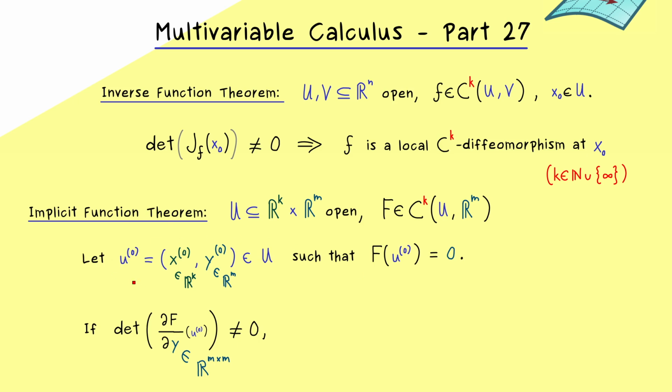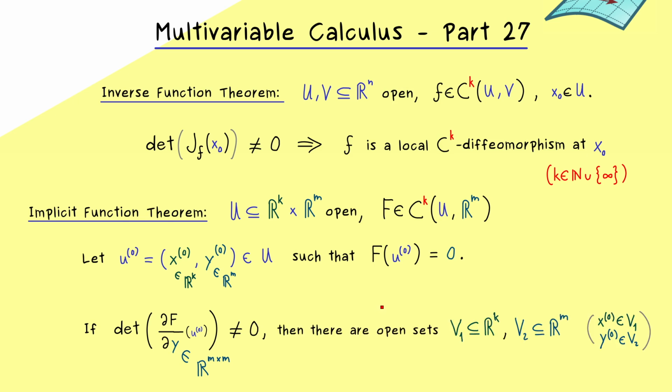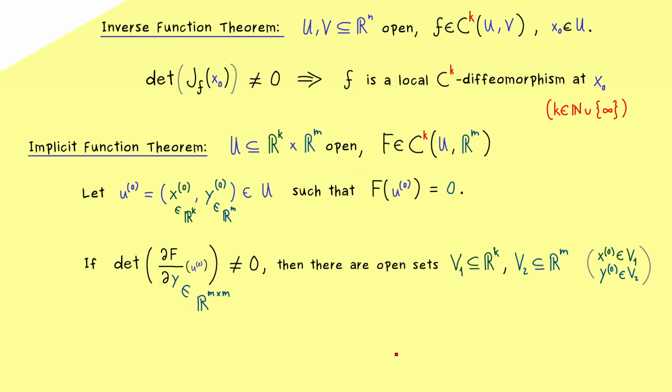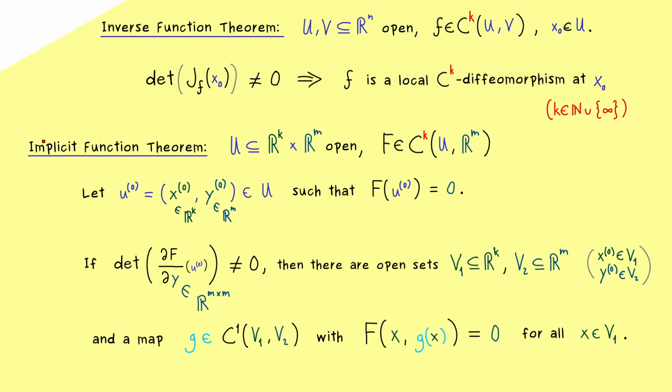So we have a point u0 where the function is exactly 0 and where the partial derivative is invertible. And then we get the existence result for open sets and a function g. This g is the wanted implicit function satisfying our equation for capital F. And now the order of differentiability also translates to this function g.